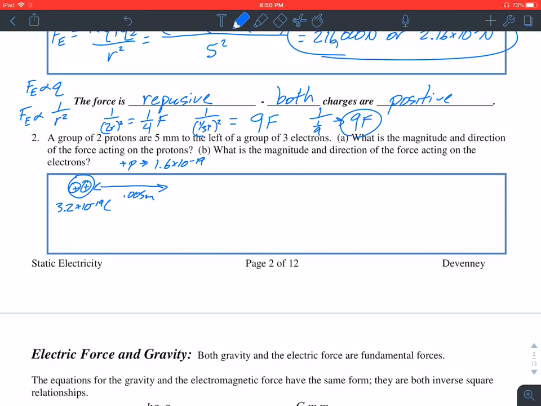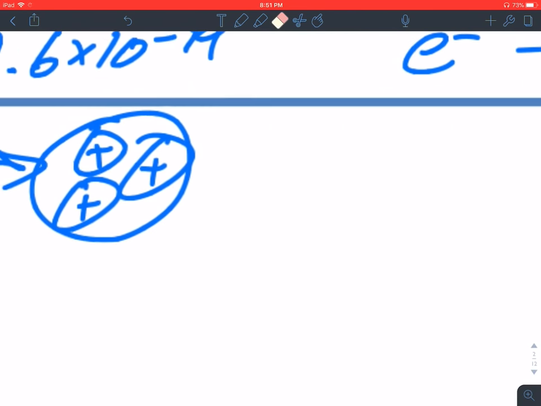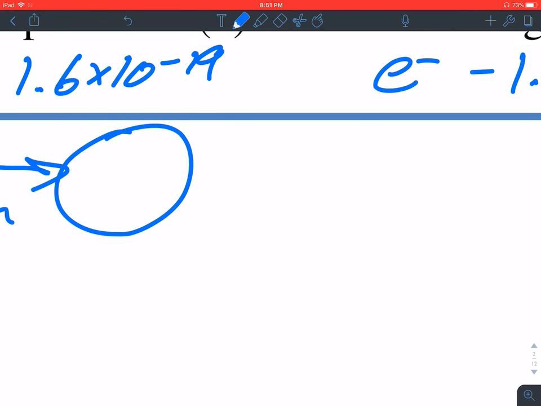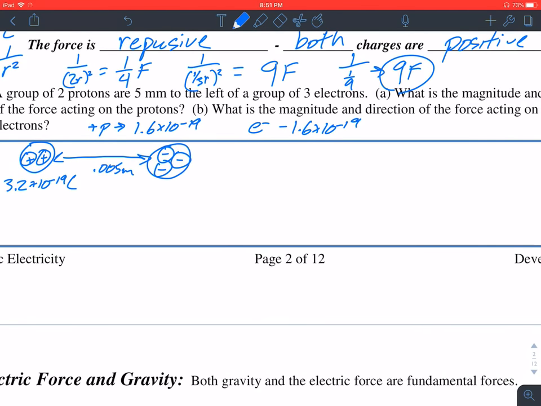0.005 meters, right? We have to be in meters for that distance, and then our other point charge is made up of 3 electrons, and if an electron is negative 1.6 times 10 to the negative 19th, then if there are 3 of them, those are negatively charged. Then that would be 4.8 times 10 to the negative 19th, right?